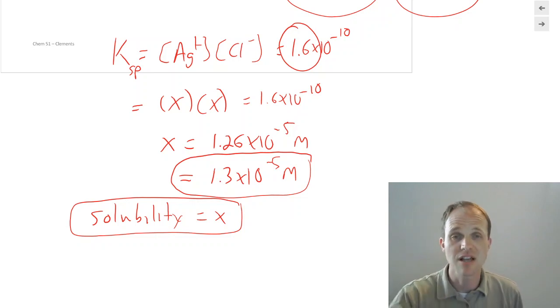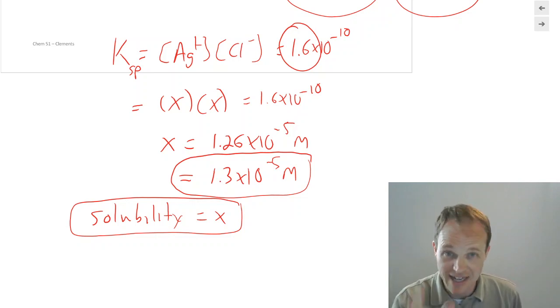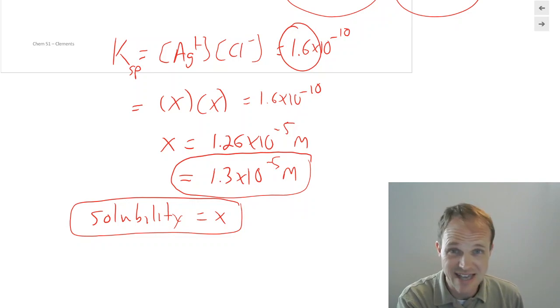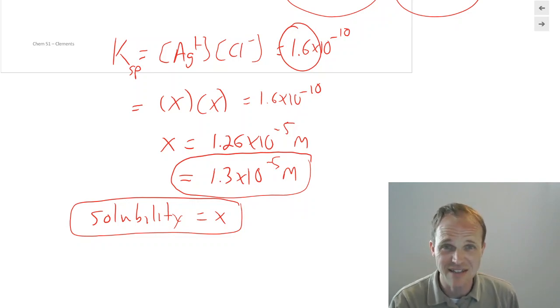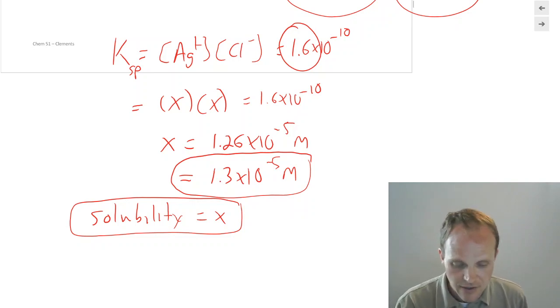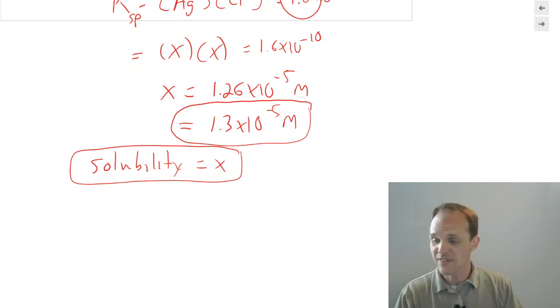So when somebody says, what's the solubility of it? It's just literally whatever you solve for X. Have I said that enough times, that X is the solubility, that the solubility is X? You get the point. So there we go, very simple example.